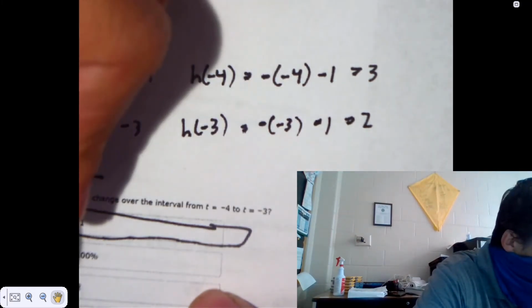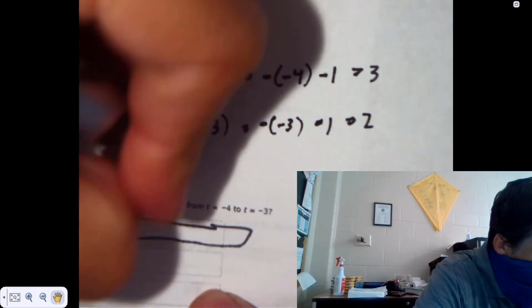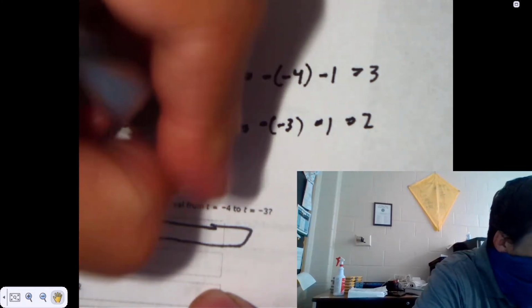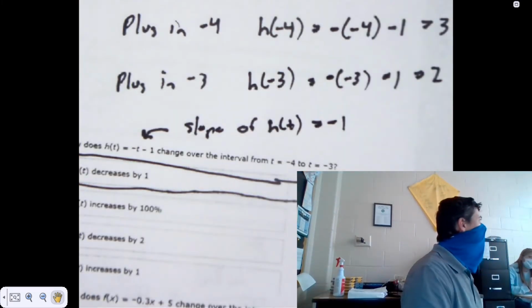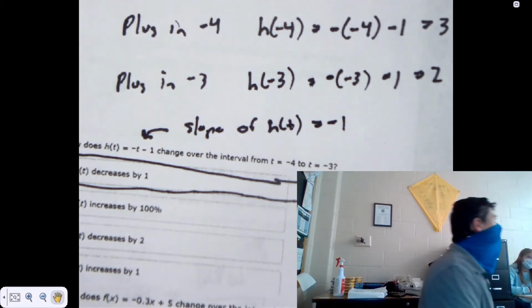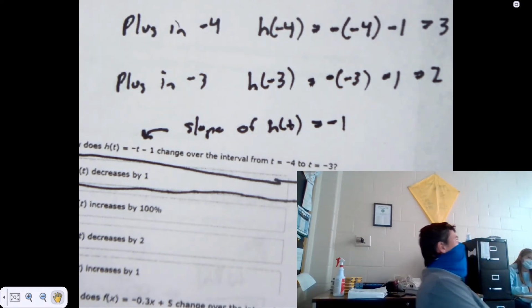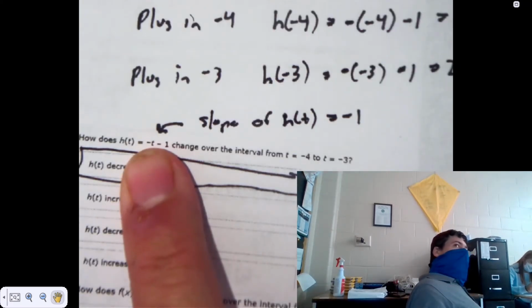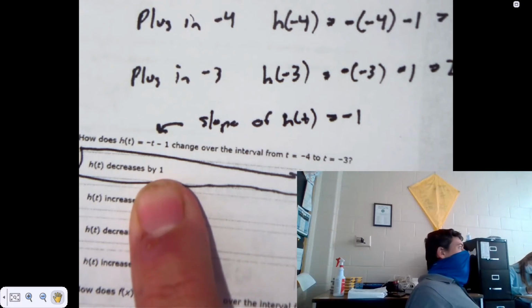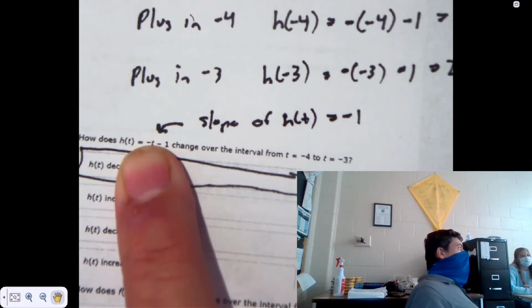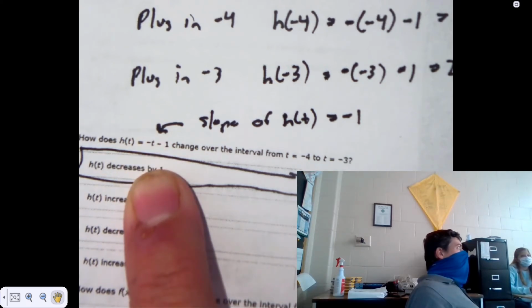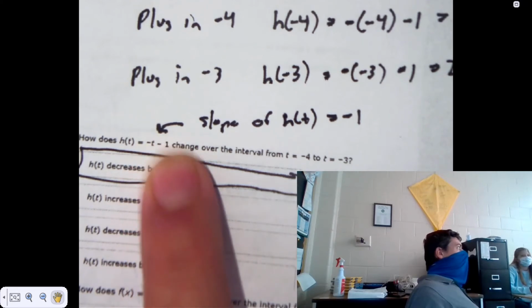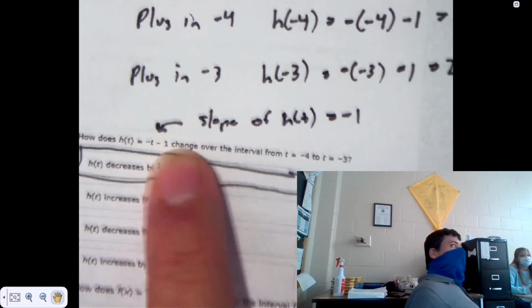By the way, what was the slope of h of t? Well, look at h of t. It's right here. What was our answer? What was the slope? What was our answer? Decreases by 1. Probably a coincidence there. We'll do one more.